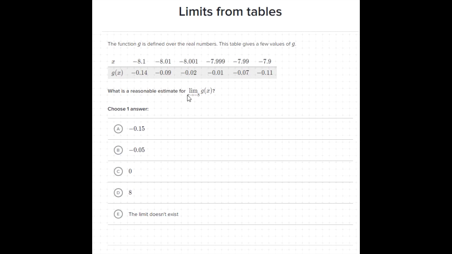What is a reasonable estimate for the limit of g of x as x approaches negative 8? So negative 8 would go here. Oh, sorry for that. It would go here. And negative 8.1, negative 8.01, negative 8.001, negative 7.999, negative 7.99, and negative 7.9. So it starts at negative 0.14, negative 0.09, negative 0.02. So this looks like it's getting close to 0. And from this side, negative 0.11, negative 0.07, negative 0.01 also seems to be approaching 0. So we check if that's the answer, and it is.